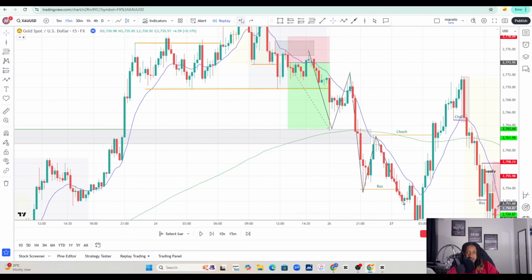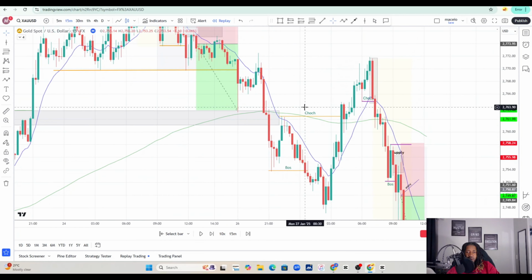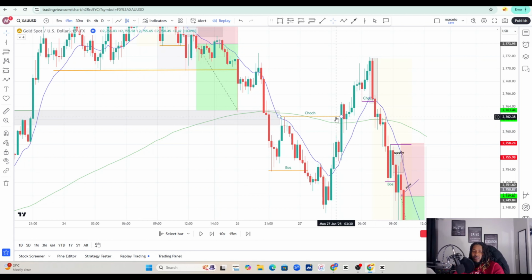That's why you can see that I have the break of structure. So this was the break of structure. So this is my low, this is my lower high, this is my lower low. Price finally came and broke this high, which made a change of character. So we know what a change of character is and a break of structure. They are basically the same thing.